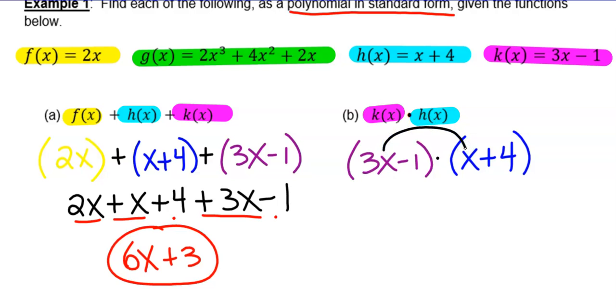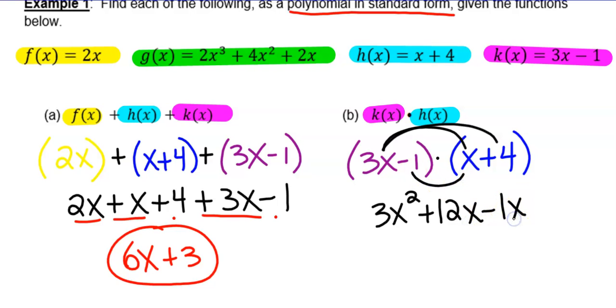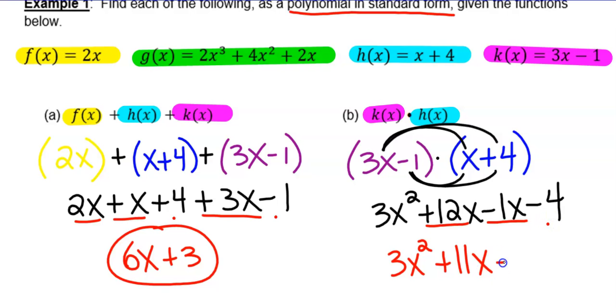So 3x times x is 3x squared. 3x times 4 is 12x. Negative 1 times x is negative 1x. And negative 1 times 4 is negative 4. Combining like terms, because this is a polynomial, just not in standard form, we get 3x squared, 12x minus 1x is 11x, and then minus 4. And that is your final answer.